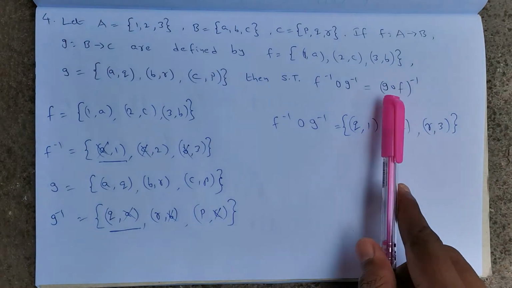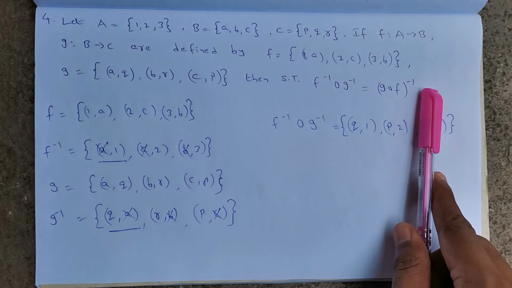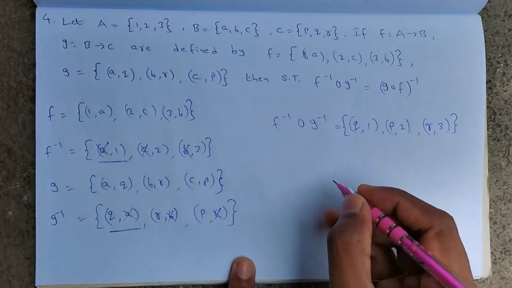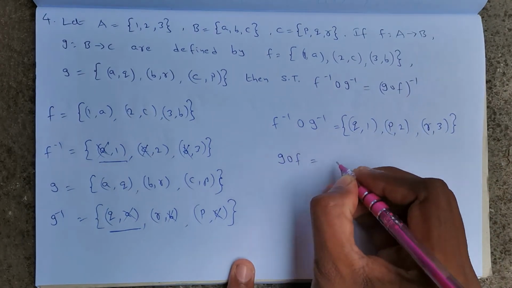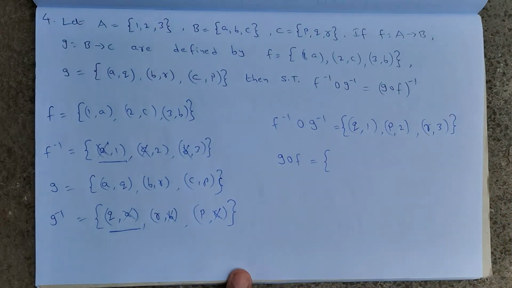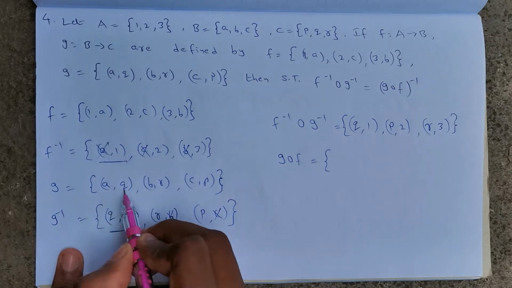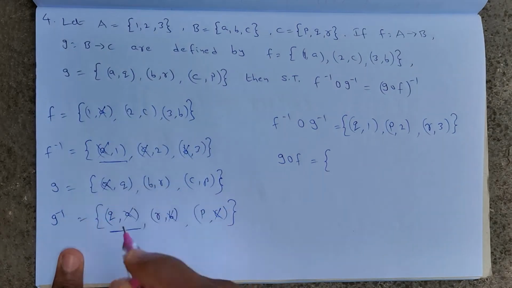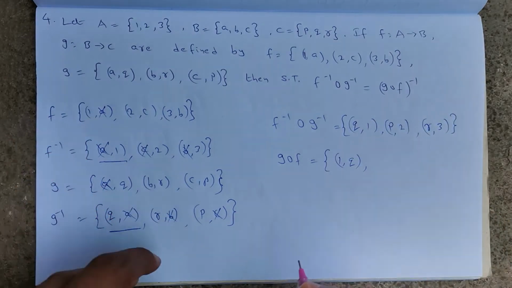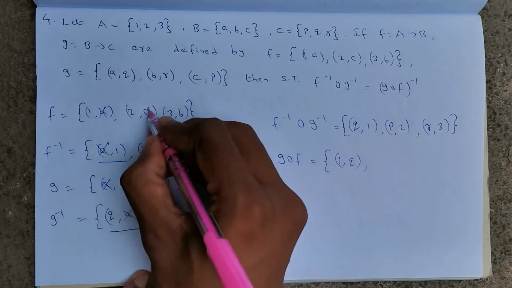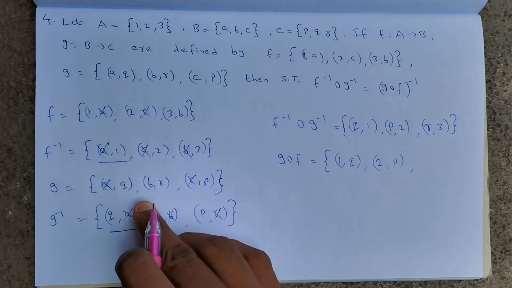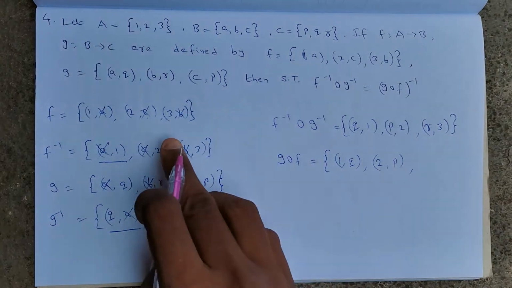Next, we need to find g of f whole inverse. So first I am going to find g of f. This is also very easy. Observe the f function and g function, ordered pair one by one. Here 1 comma a, here a comma q, the common element is a. If we remove that, the remaining is 1 comma q. Next, here c, the common element, if we remove it, the remaining is 2 comma p. Next, here 3 comma b, here b comma r, so the common element is b. If we remove it, we are left with 3 comma r.